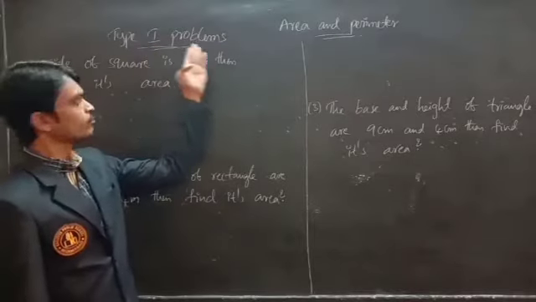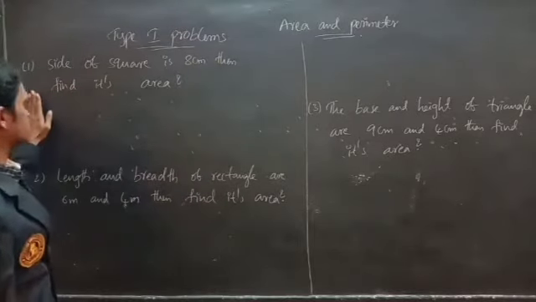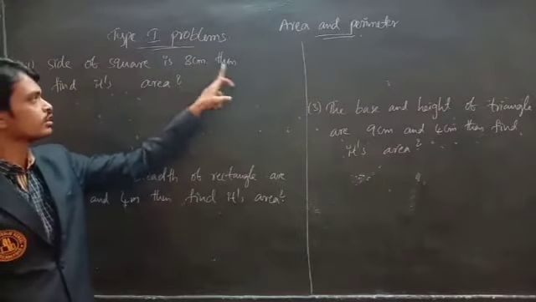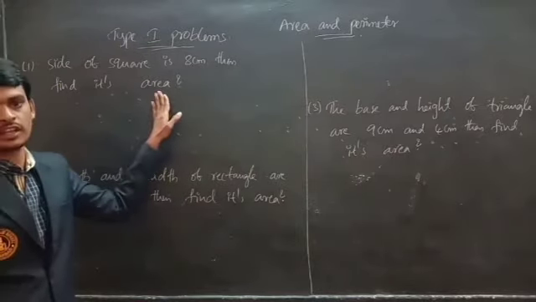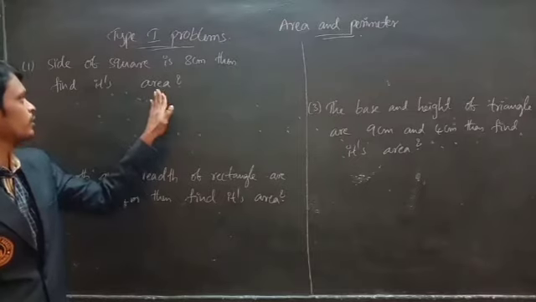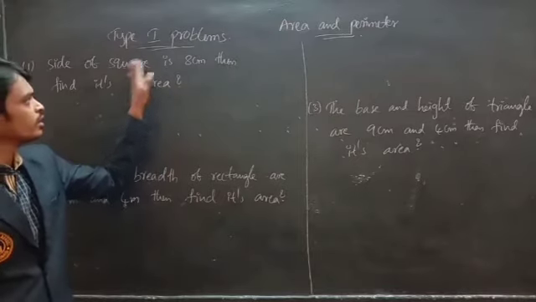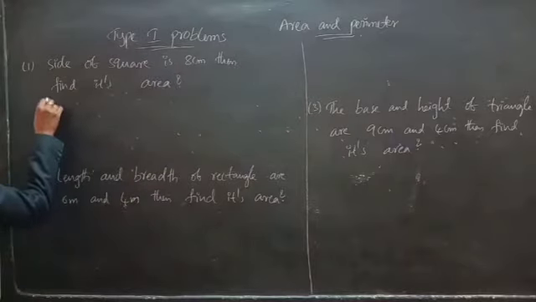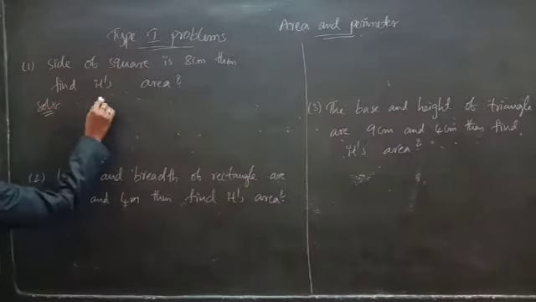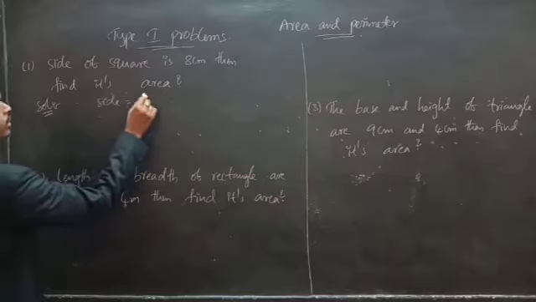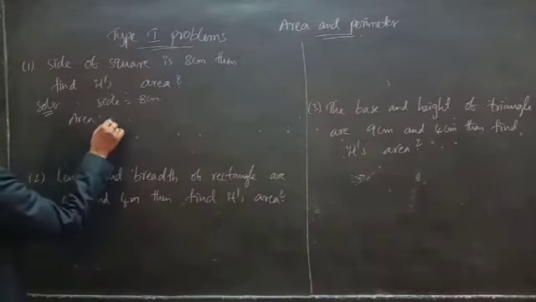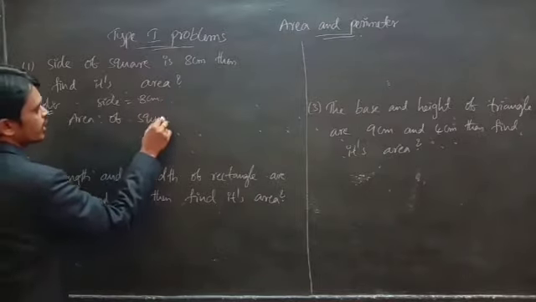Now, type 1 problems. First one: side of a square is 8 centimeters. Then find its area. So we have to find out the area of the square. The given is the side of the square. Solution: side is 8 centimeters, the given. So we have to find out the area of the square.